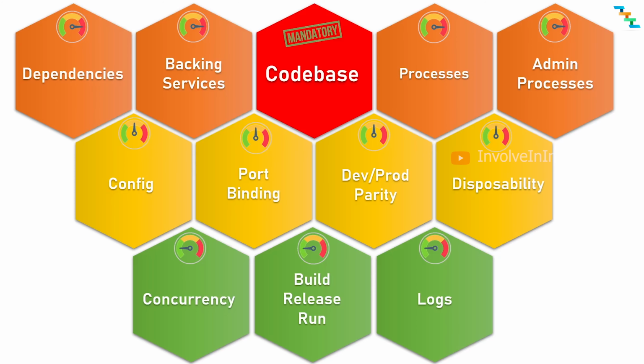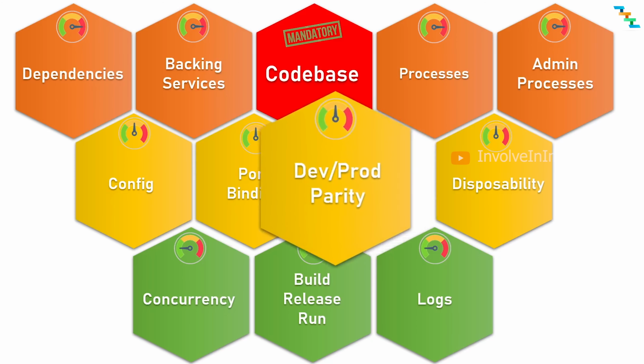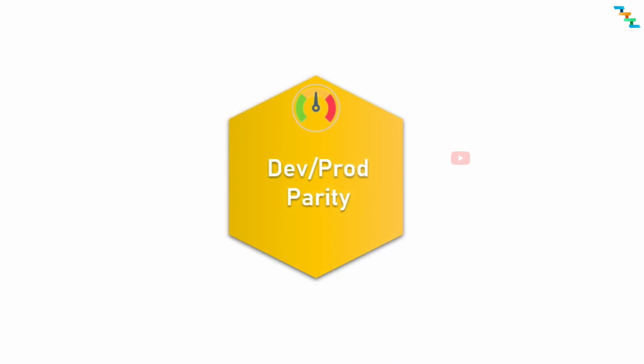Next we will see about dev or prod parity. The 12-factor application emphasizes having development, staging and production environments as similar as possible. First we will see about time to ship a change to production. This is how a traditional application looks.